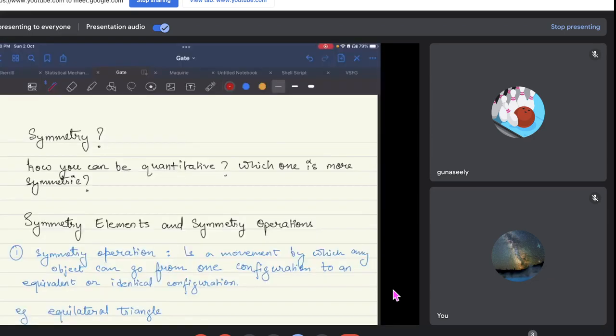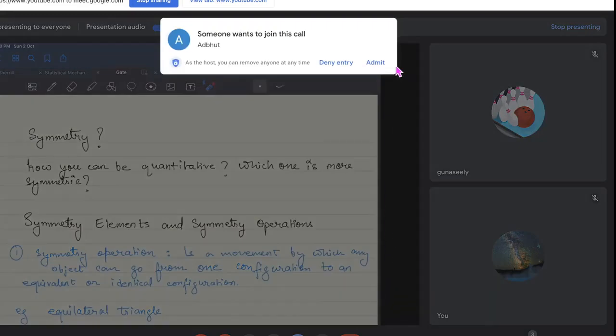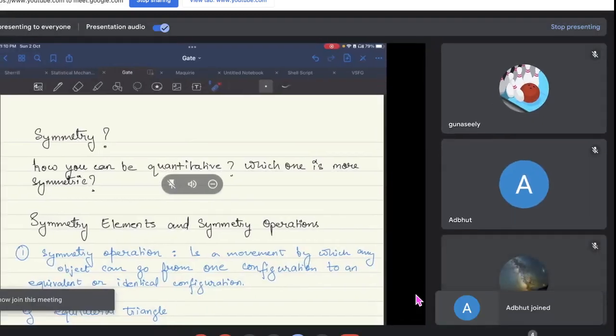So what is symmetry and how can you be quantitative about it, like which one is more symmetric than the other, which molecule, for example, is more symmetric than the other molecule. These questions will be answered in this video. So I will be discussing it.